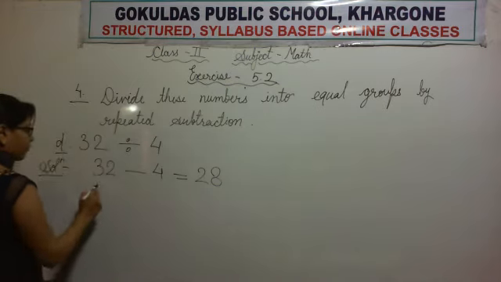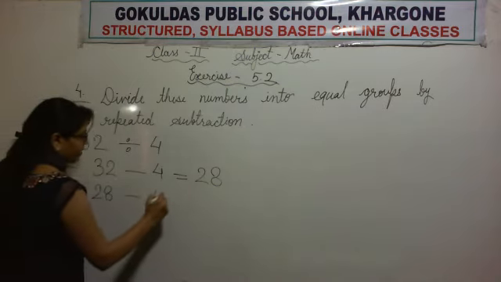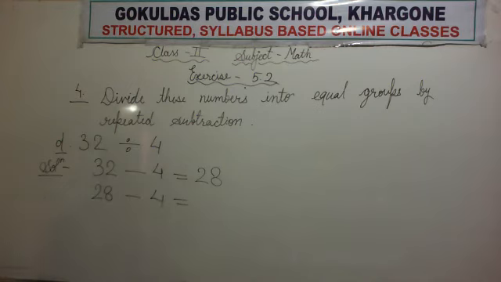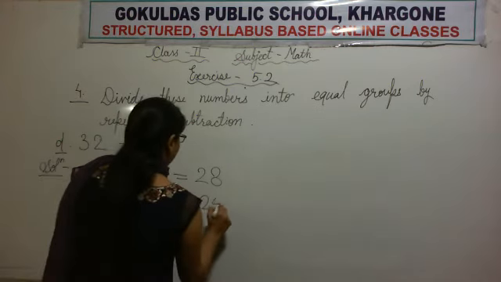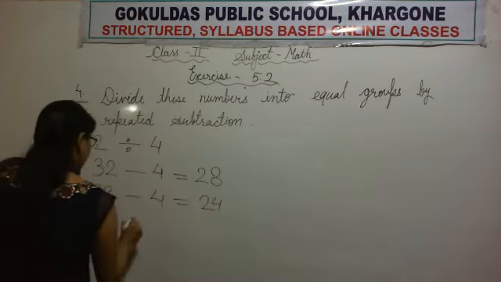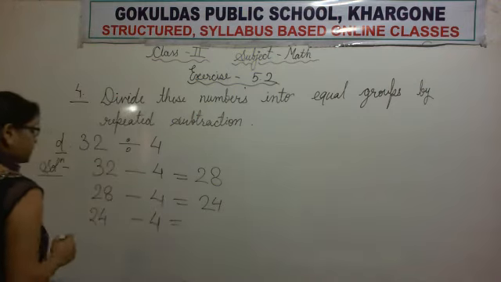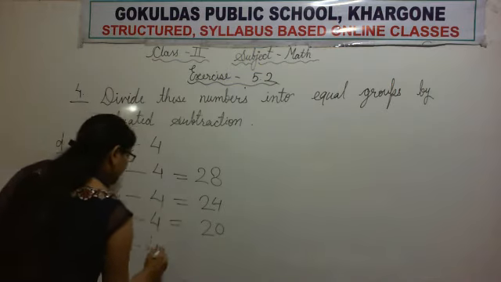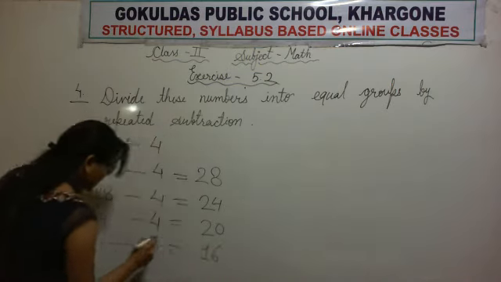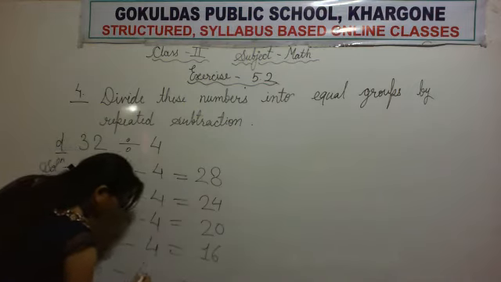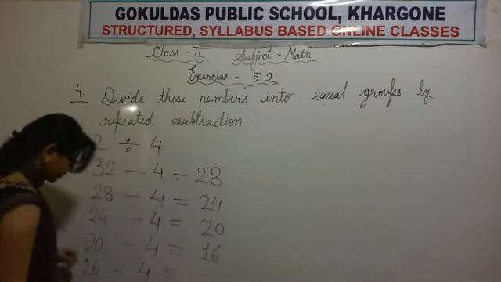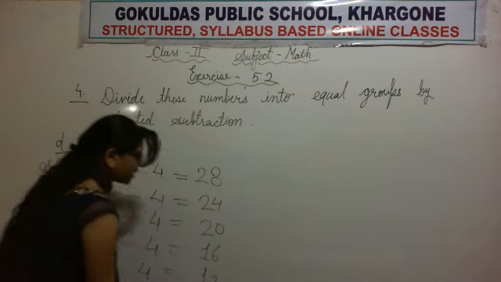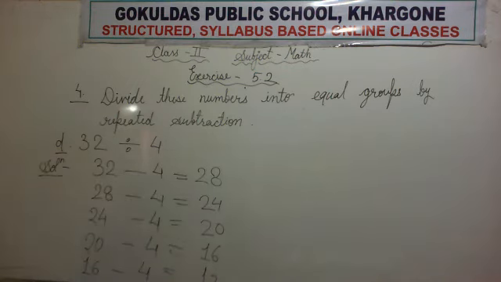Now we'll subtract 4 from 28. So 28 minus 4 is equals to, very good, 24. Now 24 minus 4 is equals to 20. Now 20 minus 4 is equals to 16, and 16 minus 4 is equals to 12. Students, you need to know how to subtract, because this is not a subtraction class. You must be knowing how to subtract.